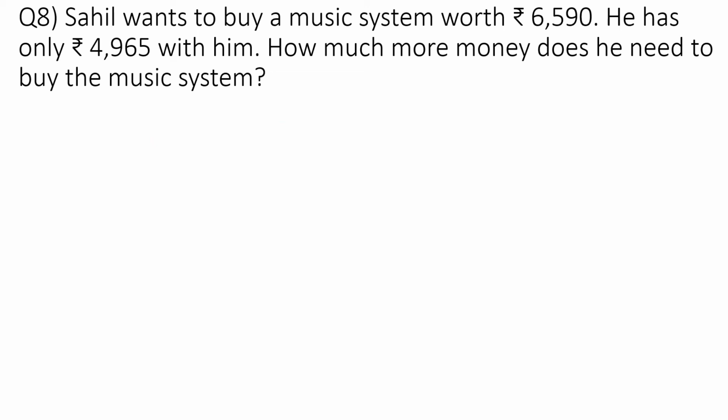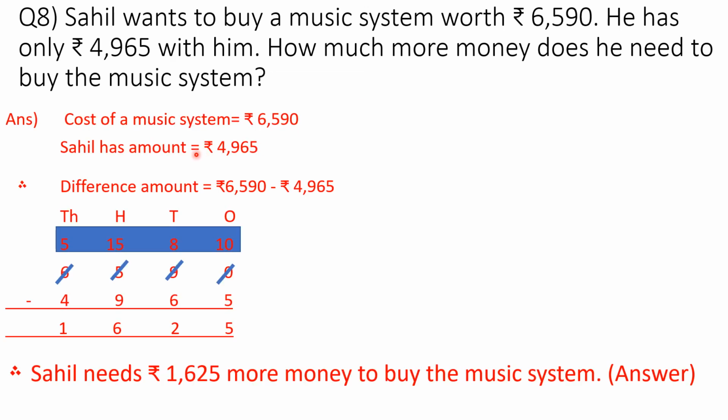Let's write a statement. Cost of a music system. What is the cost? 6590. So write here 6590 and Sahil is having only 4965. So Sahil has amount rupees 4965. Now we are subtracting these two amounts. So we call it difference. Difference amount equals to subtract these two. So write the numbers here 6590 and 4965.